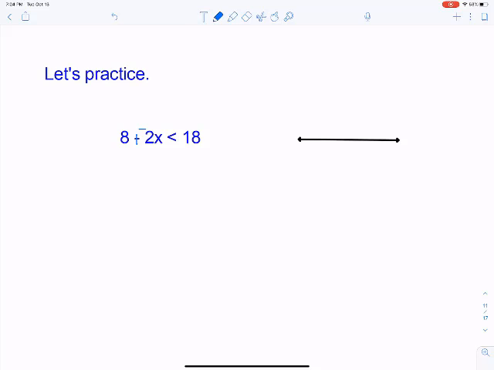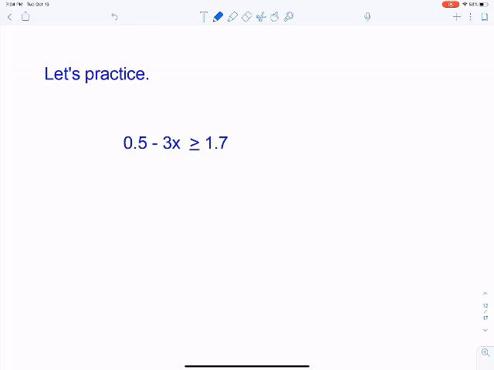Now, at this point, could I rewrite the problem? Yes, I could. You could rewrite it as negative 2x plus 8 is less than 18. And then remembering at the end that right now it's pointing to the left. So that means I need my inequality to be pointing to the right when we solve it.